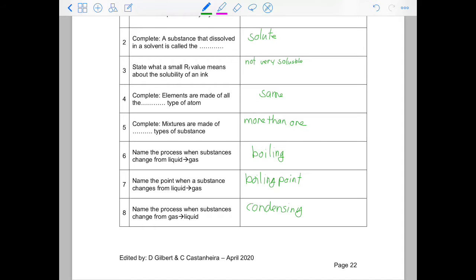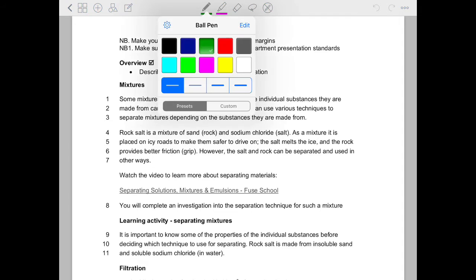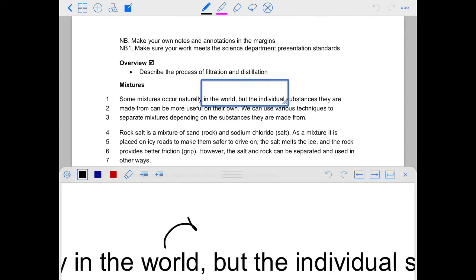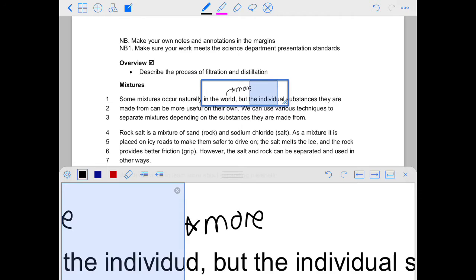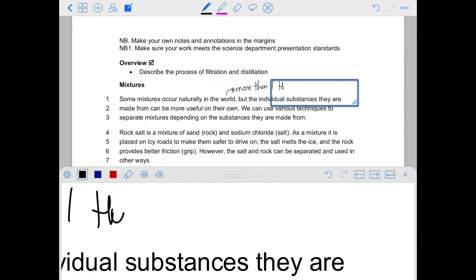That's the same temperature. So today we're going to talk a little bit more about mixtures and different ways of separating mixtures. So we already know that some mixtures occur naturally in the world. There are lots of different mixtures. When we have a mixture, we know it is not only one type of atom, but many types, more than one type of substance.